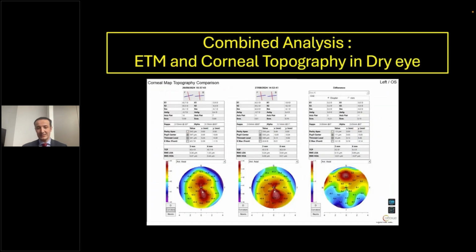this asymmetry. And when you treat the dry eye patient, you can make the comparison between before the treatment and after the treatment, and you can also analyze the normalization of this asymmetry in the corneal topography, confirming that this asymmetry is induced by the dry eye.